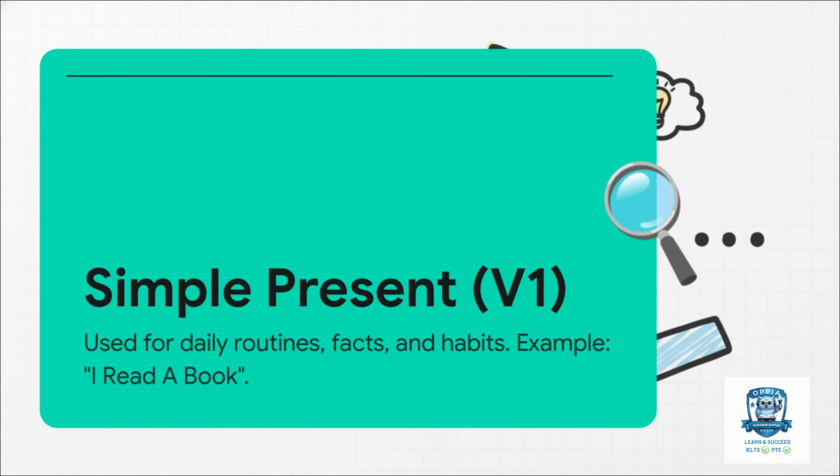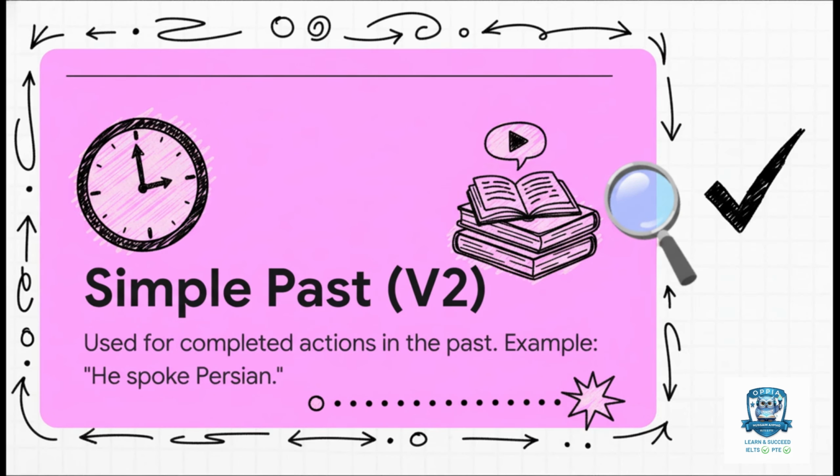First up is the simple present. This is your go-to for things that are just generally true or happen all the time. Think facts, habits, and routines. So a fact is the sun rises in the east. A habit is I read a book every night. Simple present covers both. Next, let's jump back in time with the simple past. This one's easy. It's for any action that is totally done, finished, over.